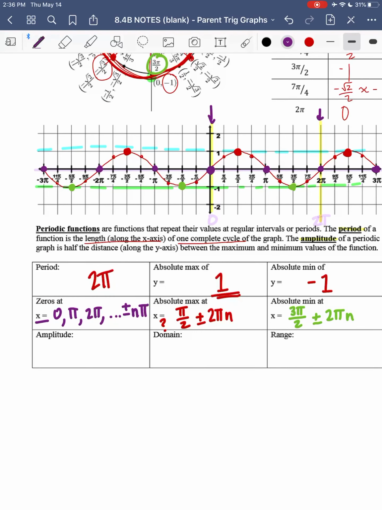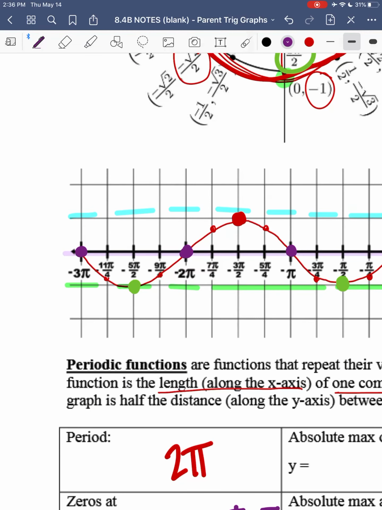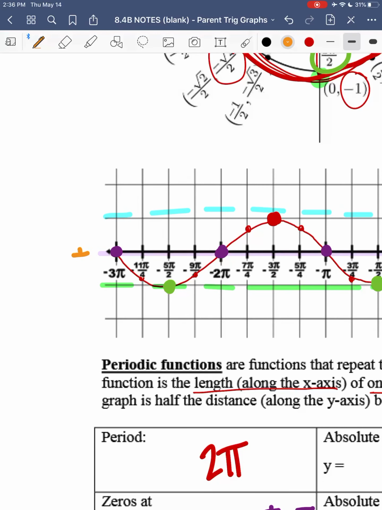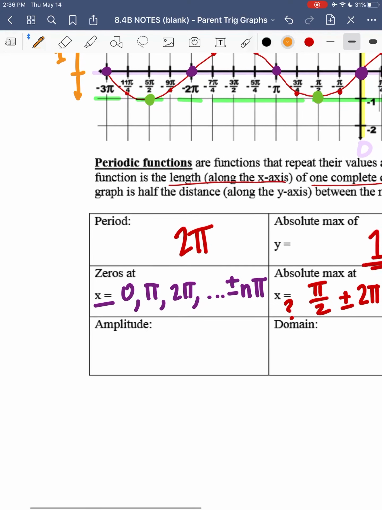Okay, cool. Amplitude. So our amplitude, we're saying like how much wiggle room do we have? So look from the middle line, how far above and below do we wiggle? We wiggle 1 above and 1 below. So our amplitude is just 1.